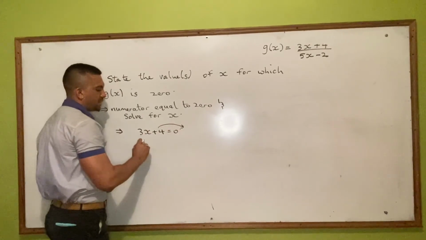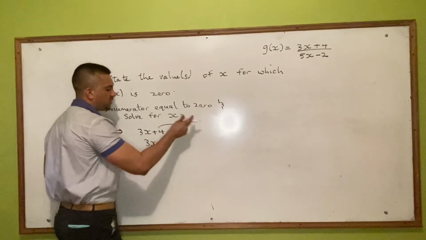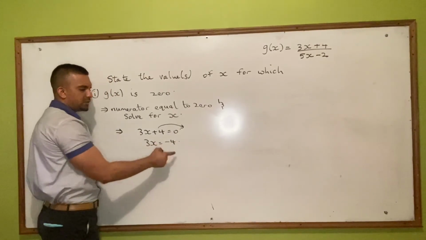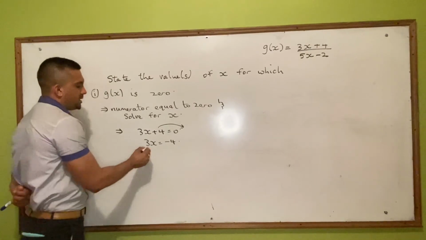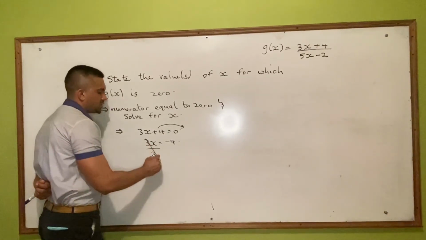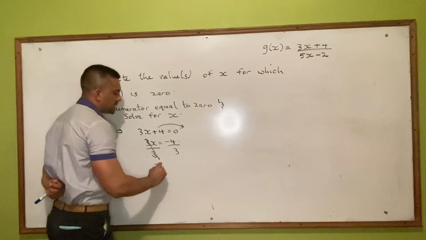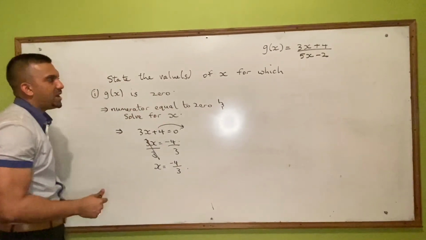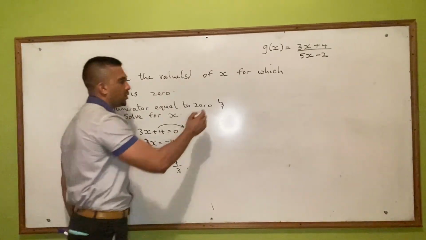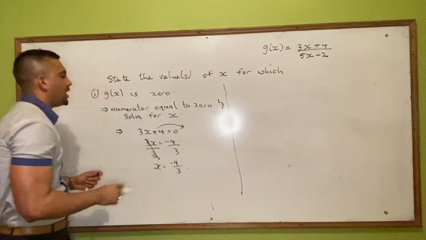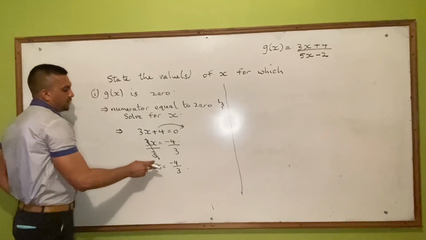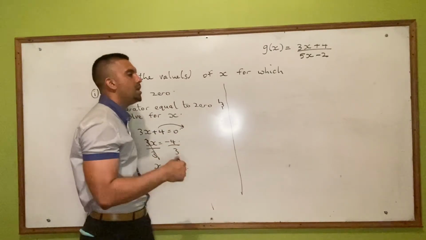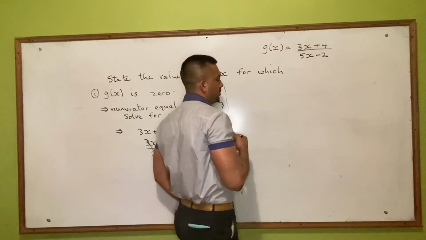Plus 4 comes across, so you get 3x is equal to plus 4. When it goes across, it becomes minus 4. 0 minus 4 is the same thing as saying minus 4. And then you divide by the number in front of x, so you divide by 3. So we get x is equal to minus 4 over 3. If you replace x with minus 4 over 3, that makes the whole function equal to 0. So that's what I mean by find the value of x for which the function is 0. It is a value that, when substituted into the function, makes the function 0.